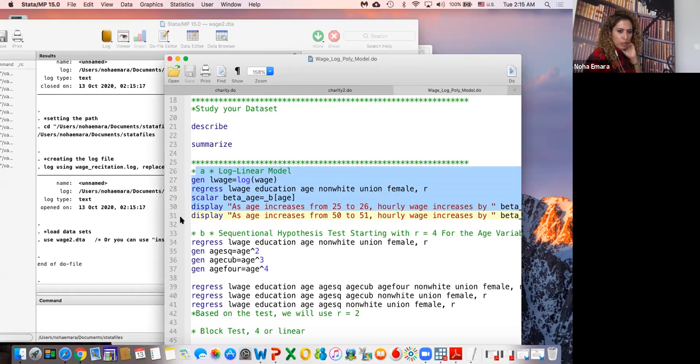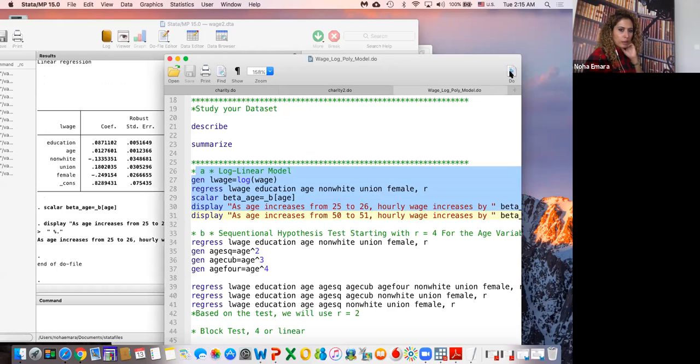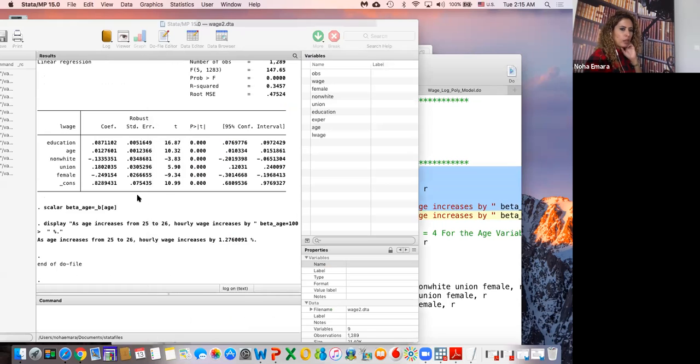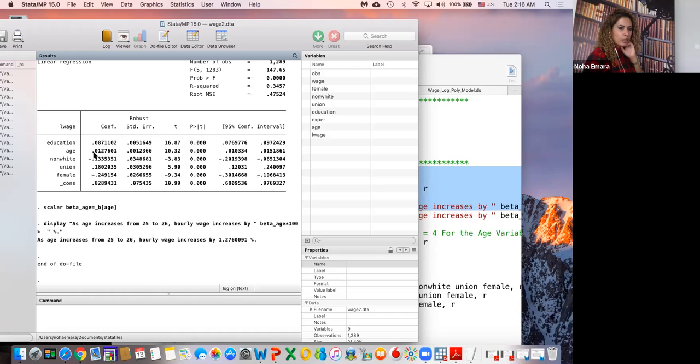because if you just give me a number, you will lose credit. So make sure that you get a sentence out of the question, right? As age increases from 25 to 26, the hourly wage increases by beta times 100, and add the percentage symbol. You can actually look here and get the answer, right? So you just take this number, multiply it times 100, add the percentage symbol.